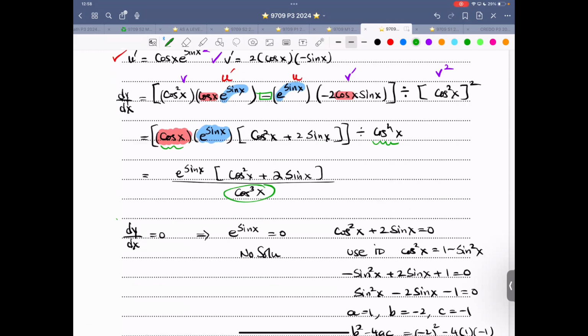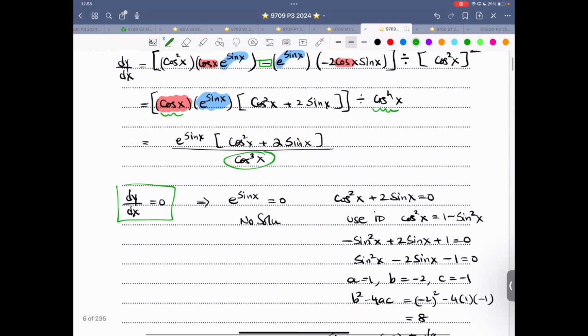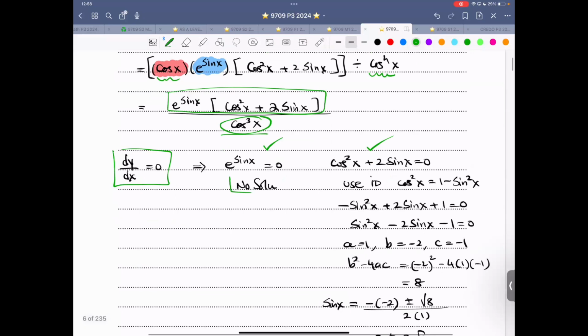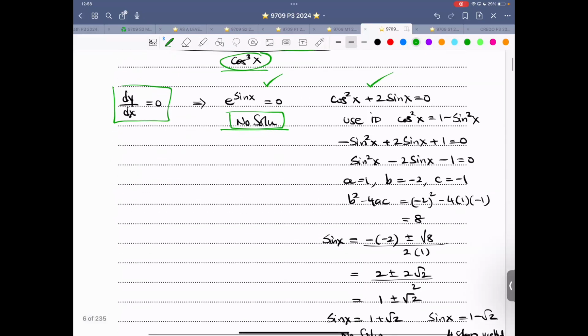And now, this thing is dy by dx, make it equal to 0. Denominator disappears. This whole thing equal to 0. Therefore, e raised to power of sin x is 0, or cos square x plus 2 sin x is equal to 0. E raised to any power will always give you no solution. Discard that. Over here, what we are doing is using the identity cos square x is 1 minus sin square x. And then you get this quadratic equation.